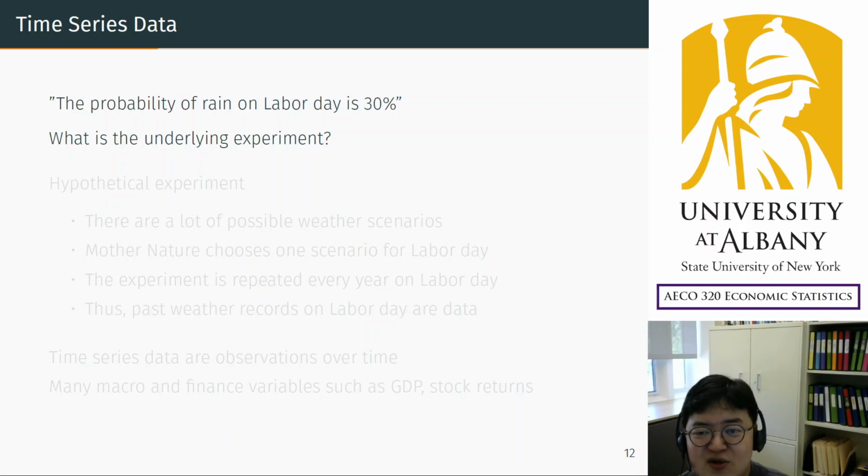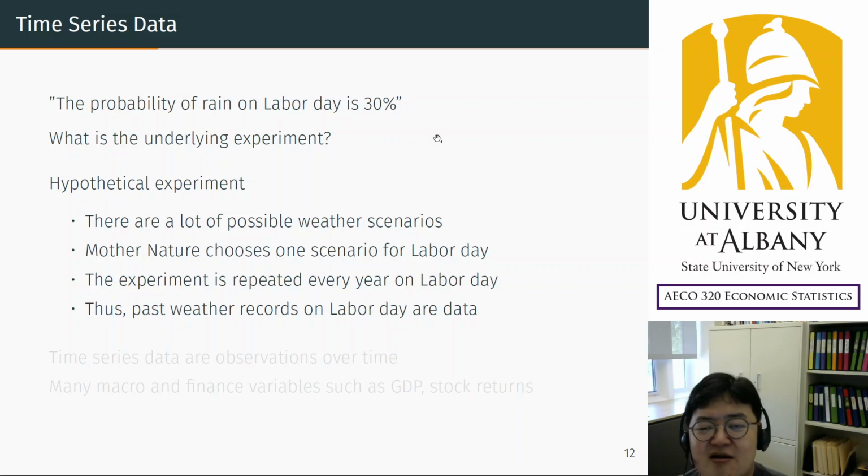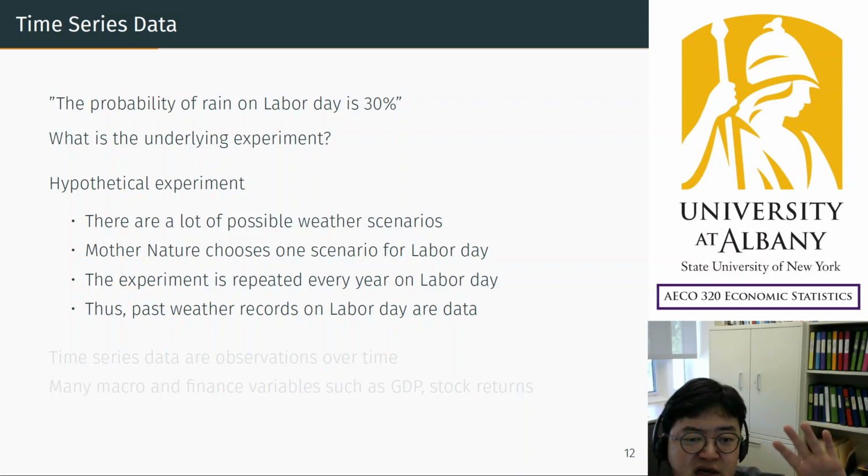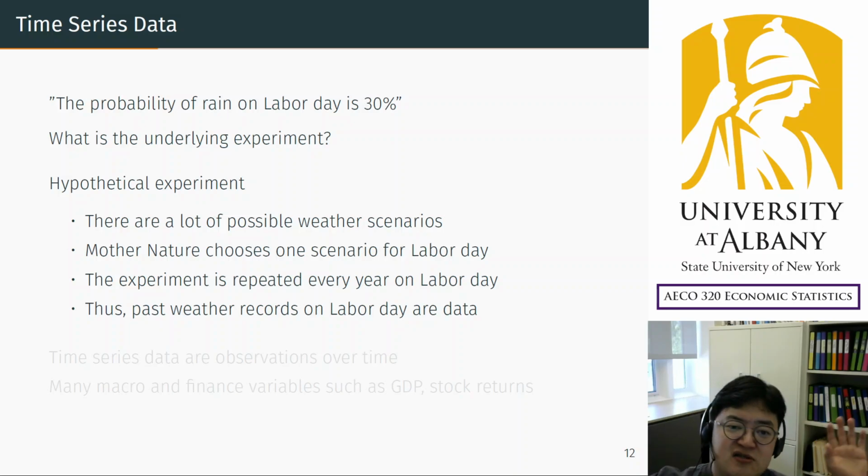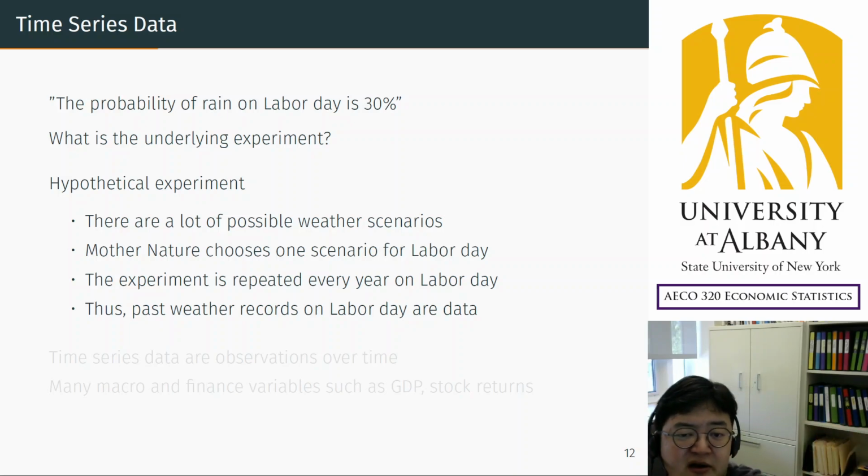So we use some trick. You may not agree with that, but we think of a hypothetical experiment like this. We have a lot of possible weather scenarios. Like you observe temperatures, pressures, where clouds are, how fast the wind blows.